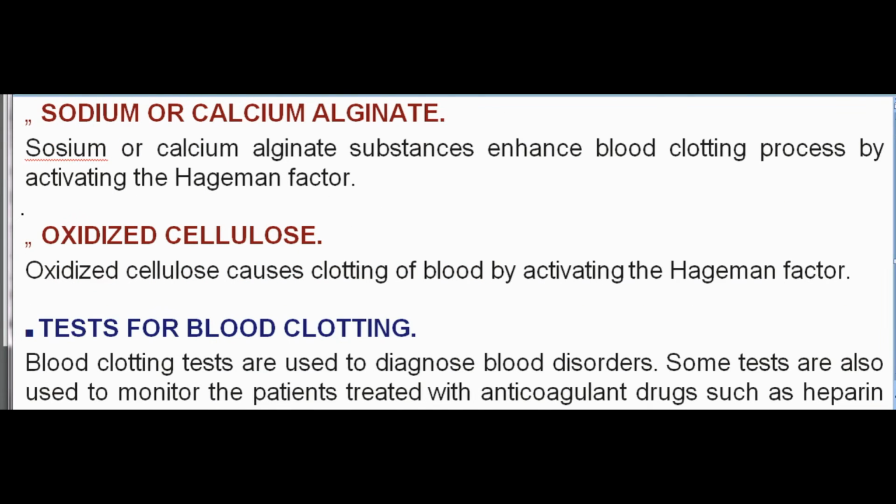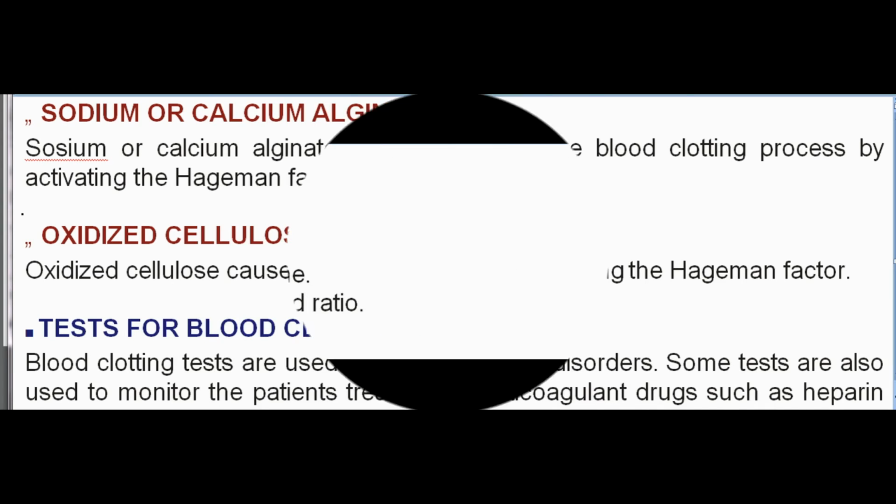Sodium or calcium alginate substances enhance blood clotting process by activating the Hageman factor. Oxidized cellulose causes clotting of blood by activating the Hageman factor. Tests for blood clotting. Blood clotting tests are used to diagnose blood disorders. Some tests are also used to monitor the patients treated with anticoagulant drugs such as heparin and warfarin.